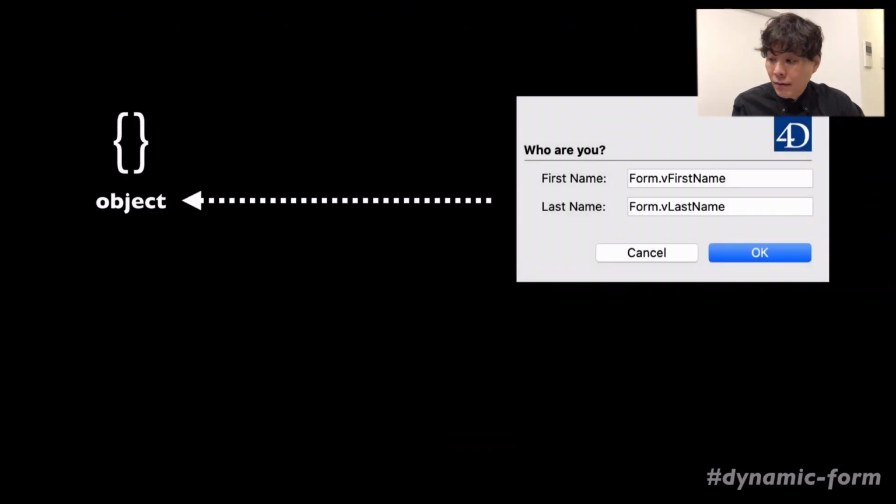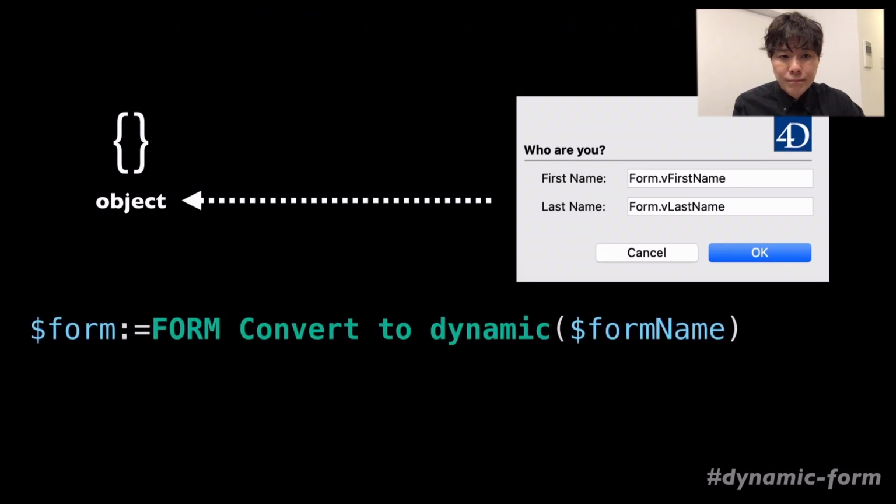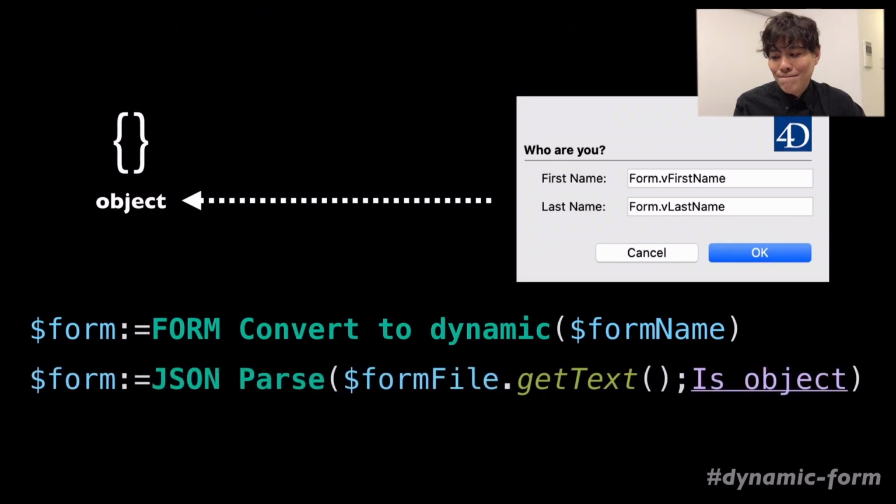So let's recap what just happened there. A JSON form is an object that represents a form. In binary mode, you can create this object with the command form convert to dynamic. Or you can pass the content of a JSON form, a JSON file, which works in project mode as well. Or you could just create the object from scratch.